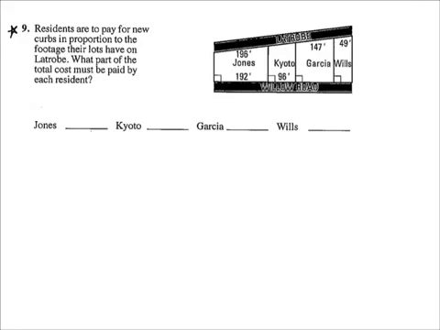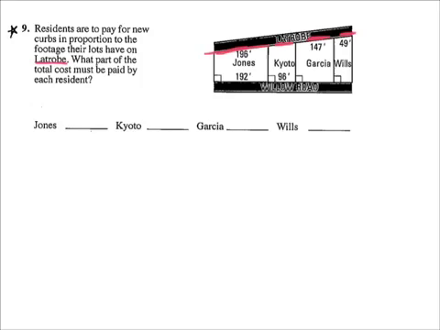Here's 13.3b, number 9. And this says residents are to pay for new curbs in proportion for the footage their lots have on Latrobe. So we're really only paying attention to this street. Okay, we're looking at these lengths here. We need these lengths down below to be able to do some calculations, but we really only care about these ones. Okay? It says what part of the total cost must be paid by each resident.